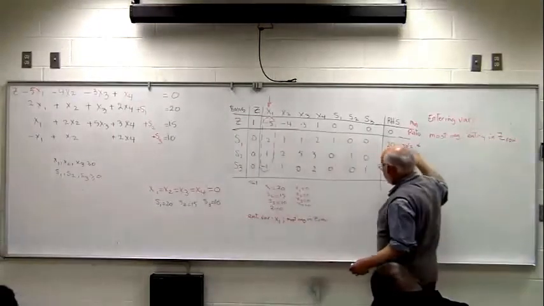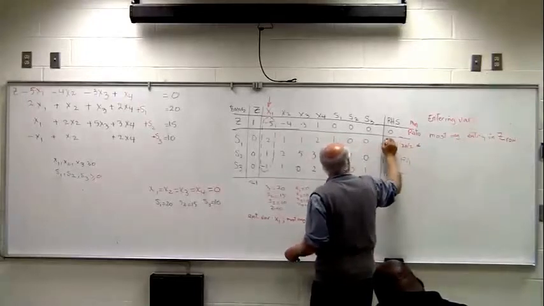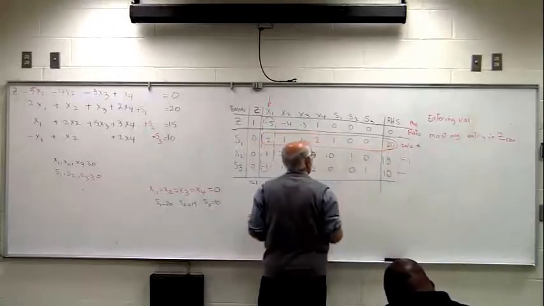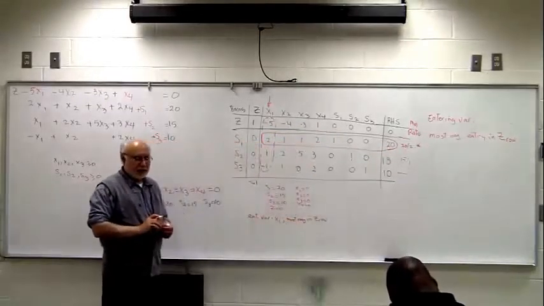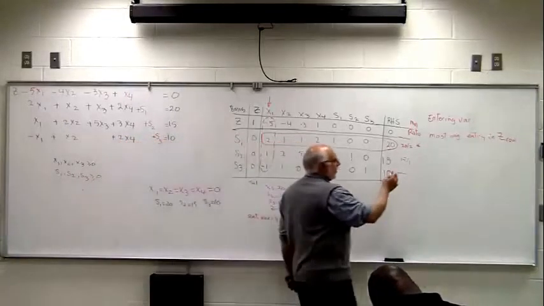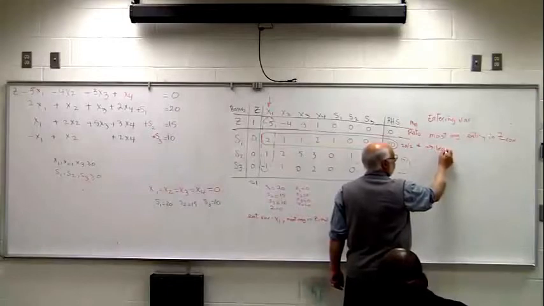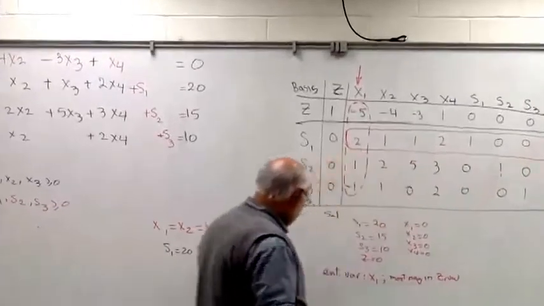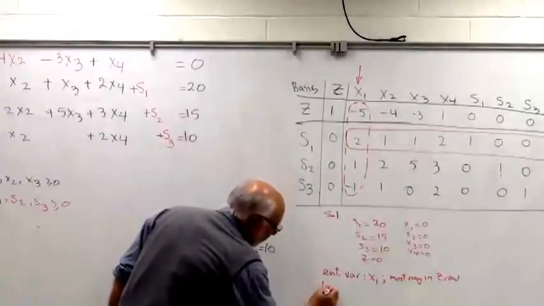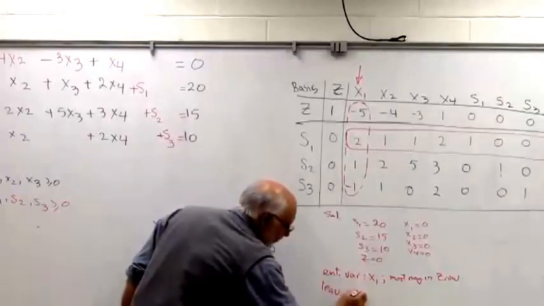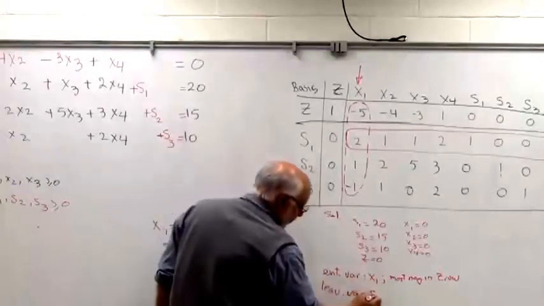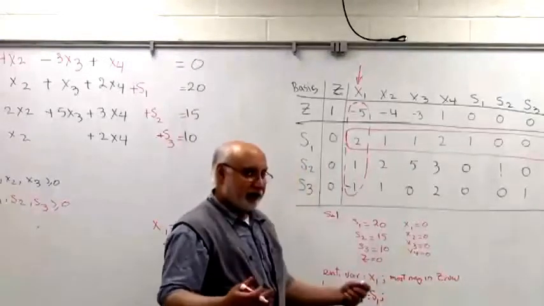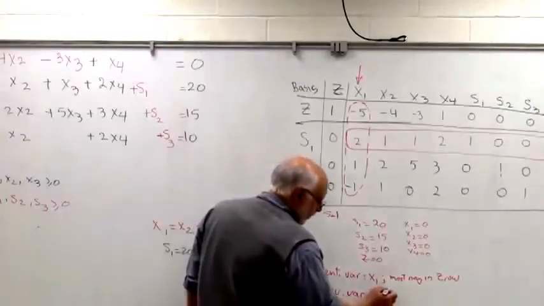S1. That row. So I'm going to draw pretty much the same type of line around this, highlight that, and I would say this is the leaving variable. And in here underneath this, I would say leaving variable is S1, and Y, I have to say Y. Simple, I say min ratio.